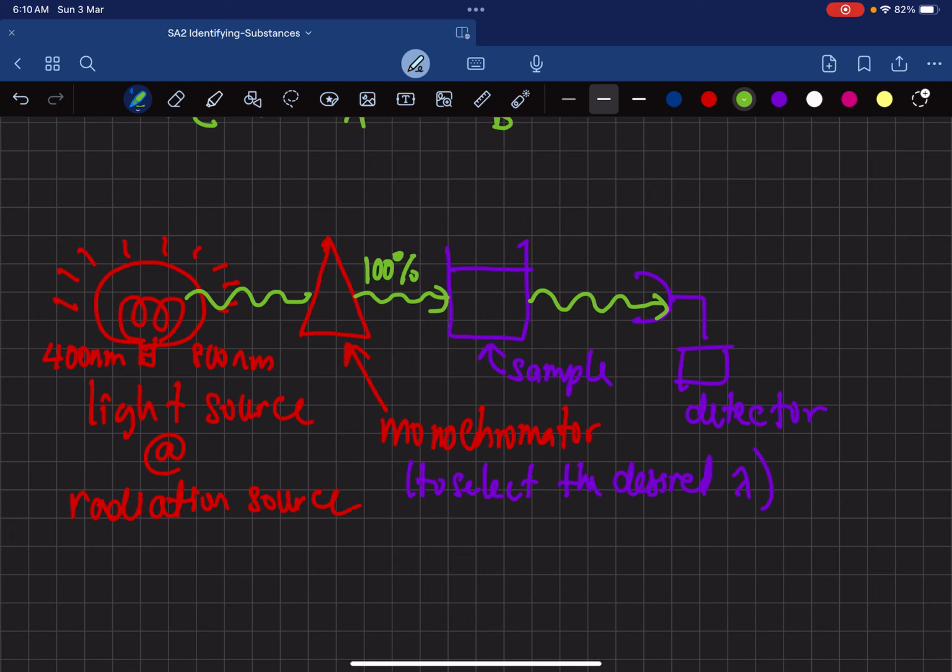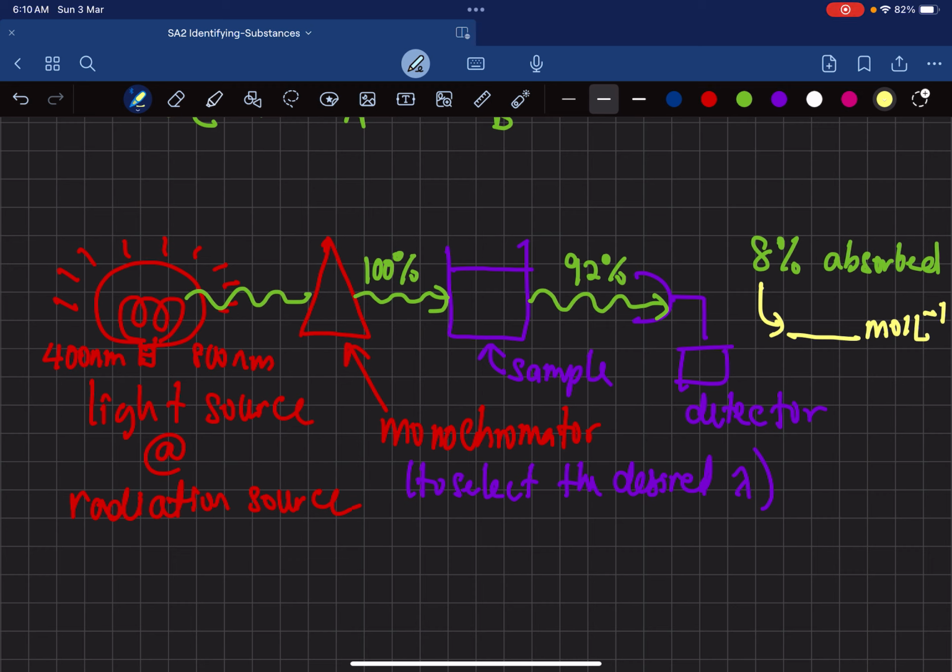When it comes out from the sample, there is a possibility that some of this radiation will be absorbed by the sample. So let's say the radiation that comes out is 92%. This means that 8% is absorbed. That's basically what it means. So our job is to relate what is 8%, what does this mean in terms of molarity, let's say mole per liter. We need to be able to relate 8% to molarity.